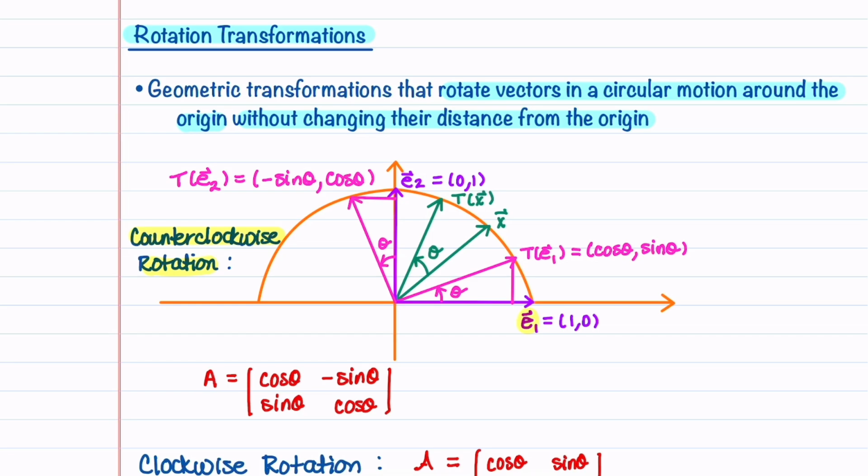E1 is right here. It's going to transform to T of E1. And using trigonometry, we can see that that point is going to be (cosine theta, sine theta). So that goes down into our first column.